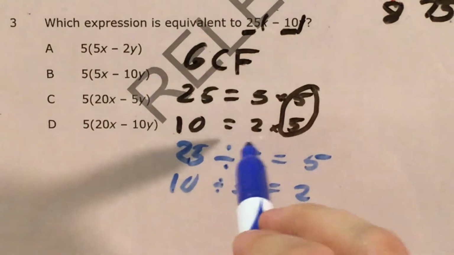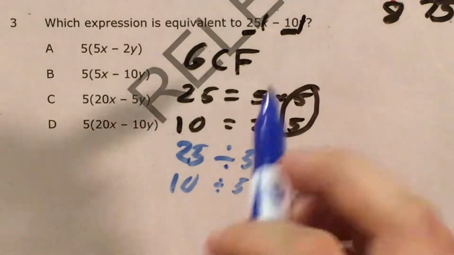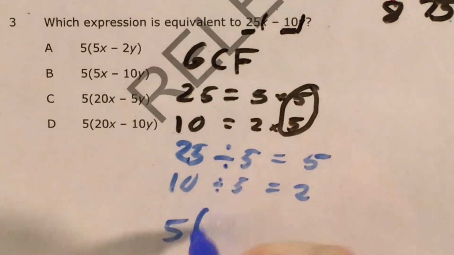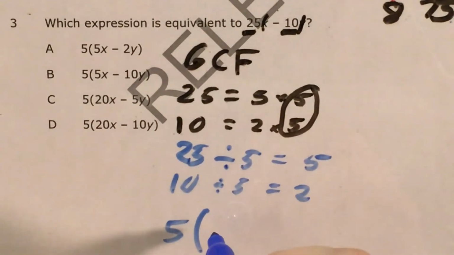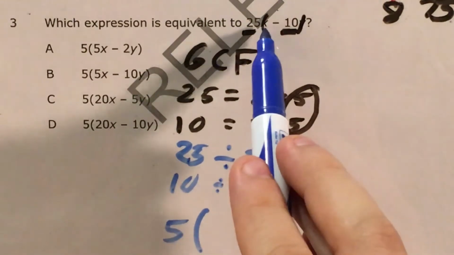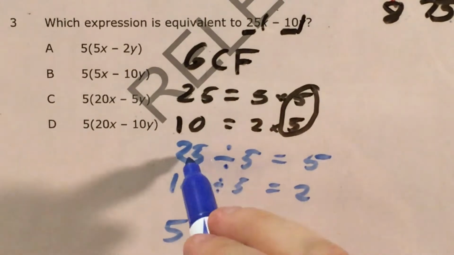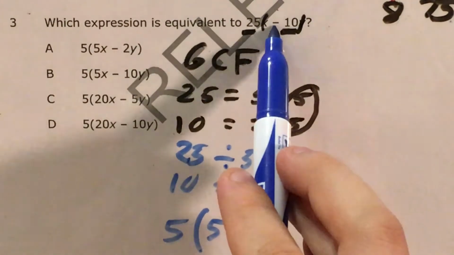So now I have a whole bunch of puzzle pieces that I just need to put together into a new expression. Since 5 was my greatest common factor, 5 is essentially moving out, and it's living outside this set of parentheses. Inside the set of parentheses, I'm going to bring back my variables now, and it's going to be something times x, and because 25 divided by this number outside the parentheses gave us 5, our first number is going to be 5x.